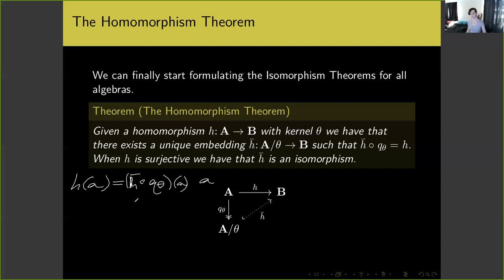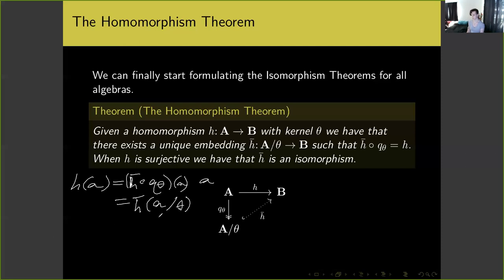And so the reason why I know those are the same is because here I'm assuming that there does exist such an H bar so that the composite is equal to H. Now, I know how to compute Q theta of A because that's the equivalence class of A mod theta. So this is H bar of A mod theta. Okay, so now I see that if there was such a function H bar, then H bar of A mod theta would have to be H of A.